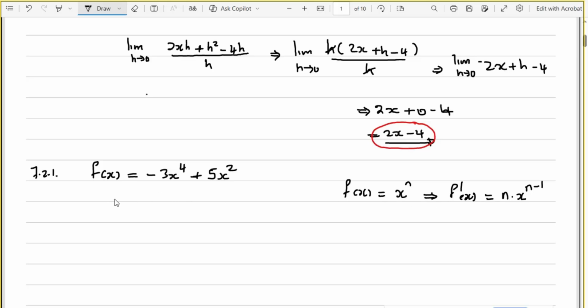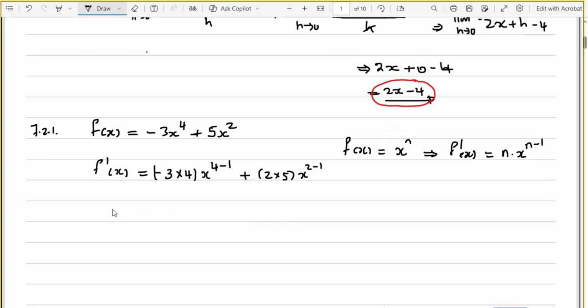So we need to find the derivative here. We're going to bring the 4 down, which is minus 3. We multiply that by 4. And then this will be x to the power 4, we subtract 1. Then plus 5, we bring the 2 down, multiply that 2 by 5. X to the power 2, we subtract 1. Therefore, what do we get there? What is your f prime of x? If I work this out, my f prime will be minus 12x to the power 3 plus 10x. That's the derivative, right?